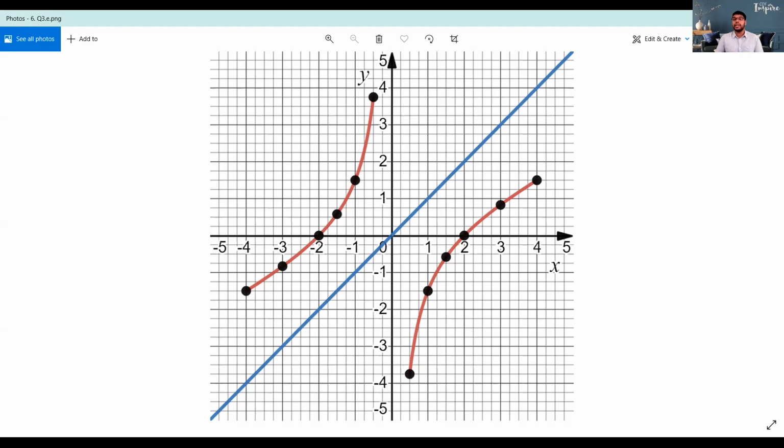Children, you can't make it too steep, because if you make it too flat, it might intersect. So make sure that the graph is somewhere acceptable. Around y equals x is perfect.